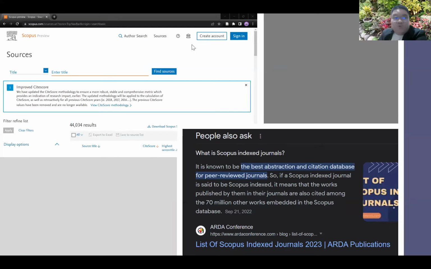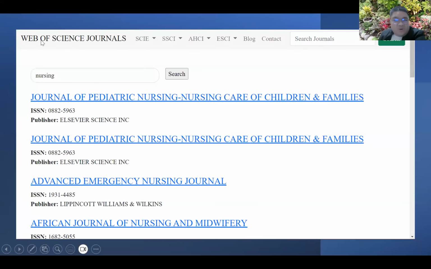Ibig sabihin na review siya ng other nurse researchers so that its validity before it will be published is already established. Eh, hindi pwede na ma-publish siya, tapos ayun pala yung study ko parang haka-haka, ano? Or ayun pala yung study ko parang hindi ko naman ginawa ng maayos. Okay, so that's the quality control, kumbaga, on the researches that are being published. And one of the standards that we use is Scopus, okay? Scopus indexed journals.